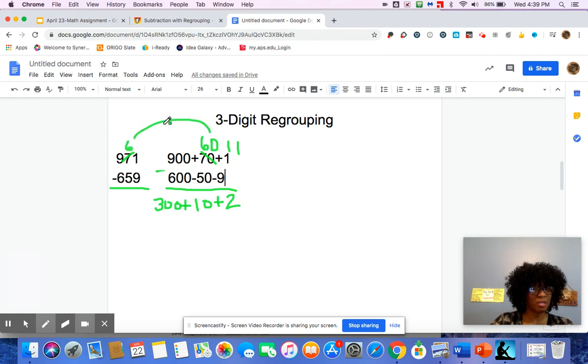That 6 in the tens place represents 60, right? We would change that and make it an 11. Again, we're ready to solve. We're going to do 11 minus 9 is 2. 6 minus 5 is 1. And 9 minus 6 is 3. Now you can see that these are exactly the same. Fairly simple, right? How about we try one that's a little bit more difficult and see if it'll work.